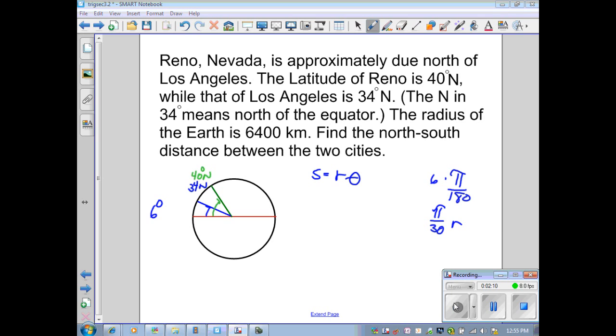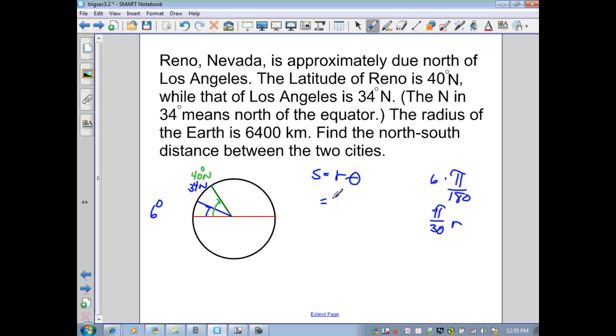Now, all I need to do is substitute that and my radius into my equation, and I can find the arc length, or the distance between the two cities. Radius, 6,400 kilometers, and the theta for my difference in degrees is going to be pi over 30. If I substitute this into a calculator and calculate, I'm going to get 670.2 kilometers between Reno and Los Angeles.